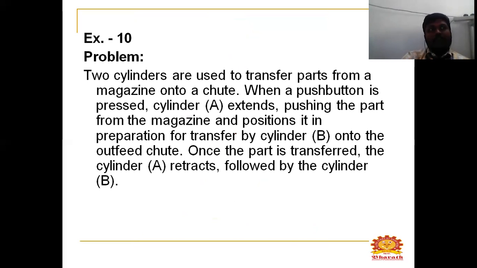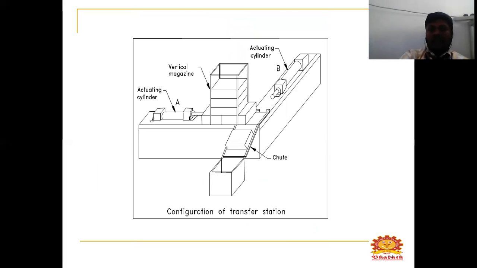And this is the 10th problem. Two cylinders are used, where one cylinder is to be extended and another cylinder will be in the retracted position. For clamping and unclamping of the shifting position, one cylinder will be used to push one magazine, and another should be pushing. If cylinder A extends, afterwards cylinder B will extend. After that, cylinder B will retract, and then cylinder A will retract. This sequence is A plus, B plus, B minus, and A minus.